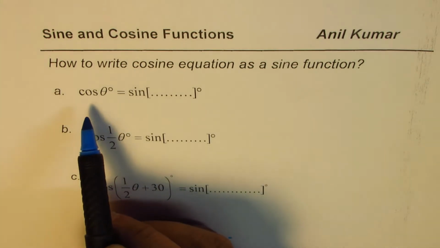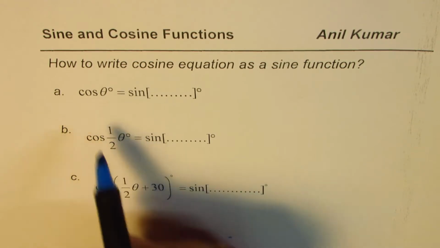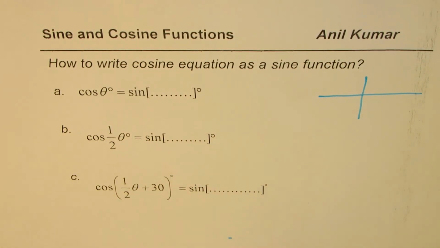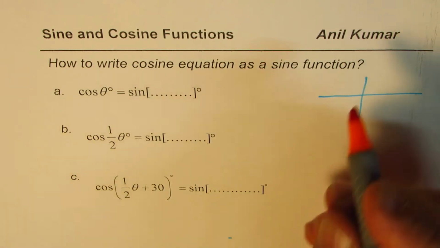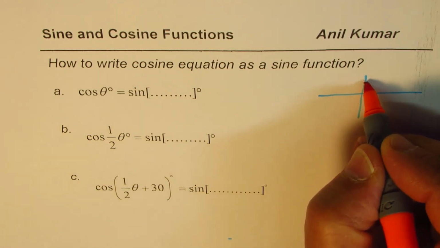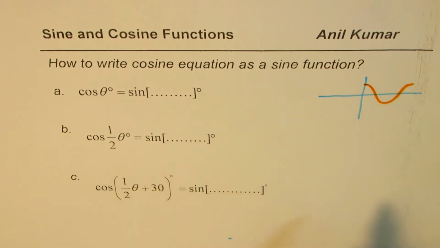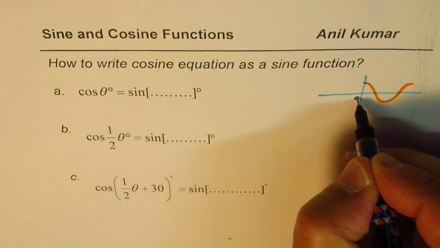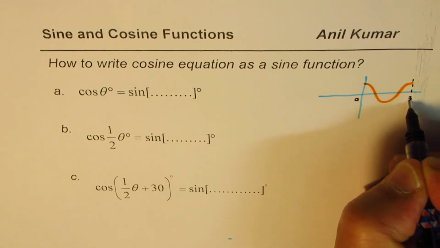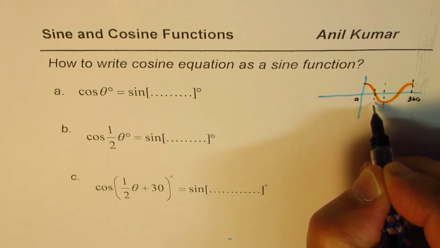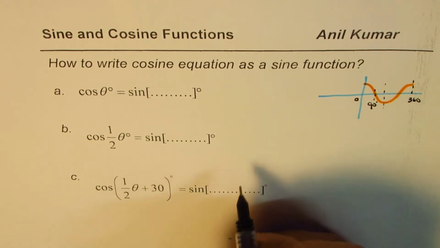Let's first understand how sine and cosine are really related. Let me sketch a cosine function, and then we'll see how we can write it as a sine function. Cosine function starts with 1, goes to 0, minus 1, and then to 1. That is one particular cycle, right? So it goes from 0 to 360 degrees. Half is 180, and the quarter of the cycle is 90 degrees.